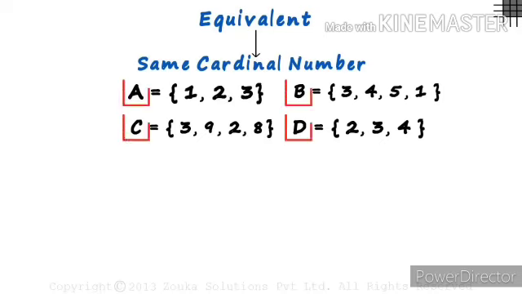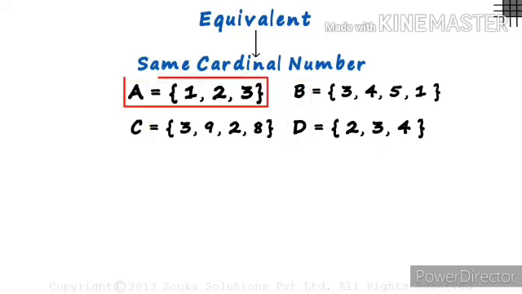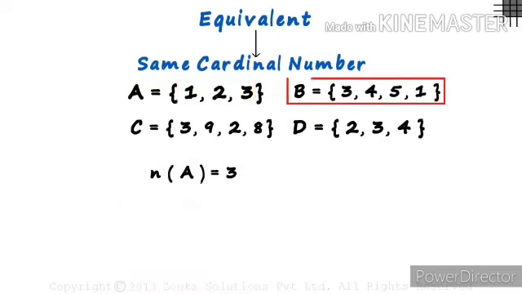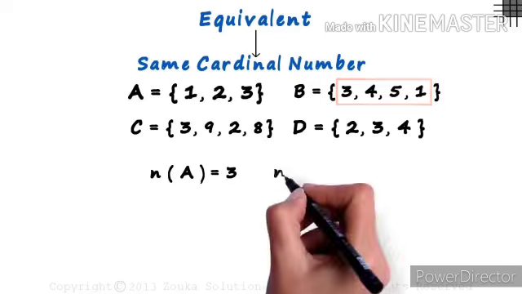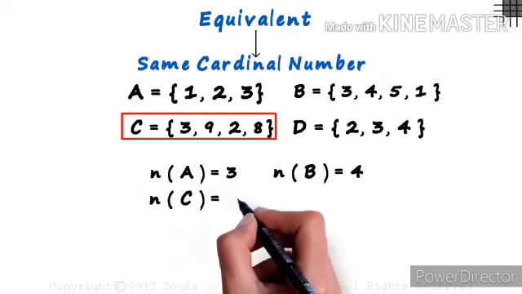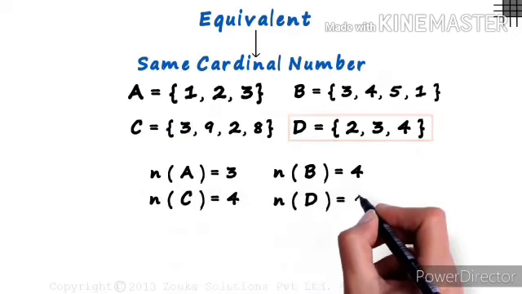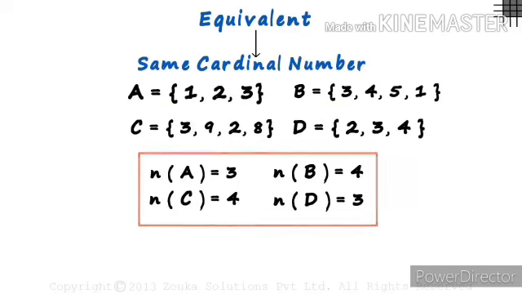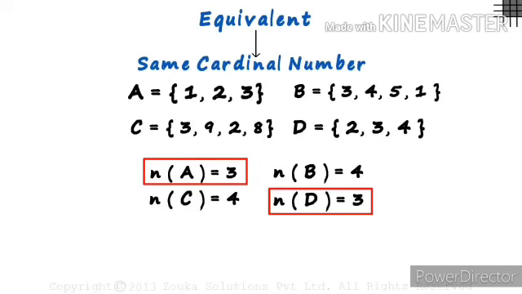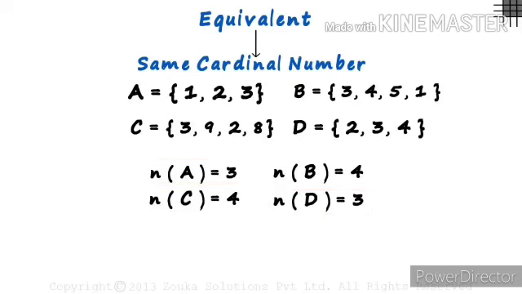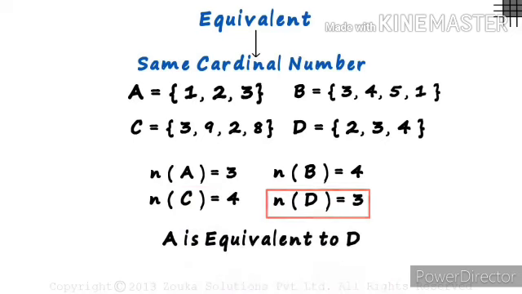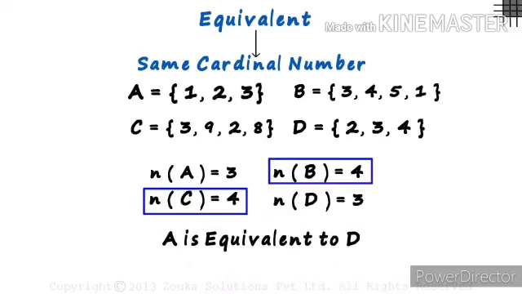The set A has 3 elements. So, n of A is equal to 3. The set B has 4 elements, which tells that n of B is equal to 4. Similarly, n of C is equal to 4 and n of D is equal to 3. These are the cardinal numbers of each of the sets. We can see that these two cardinal numbers are equal. So, we can say the set A is equivalent to the set D. And similarly, the set B is equivalent to the set C.